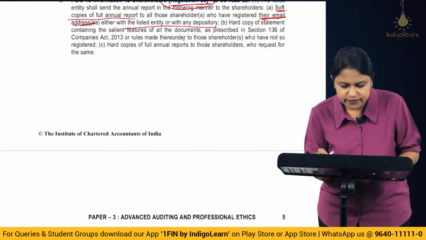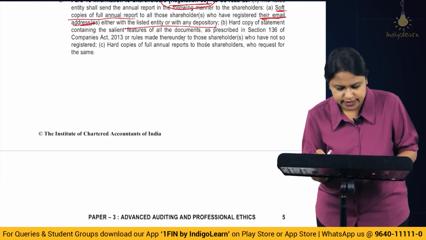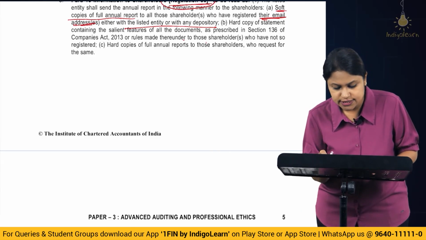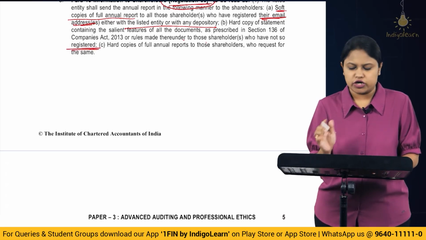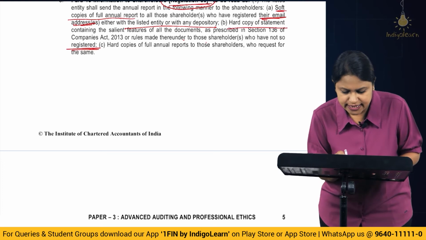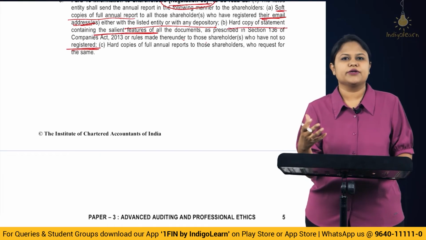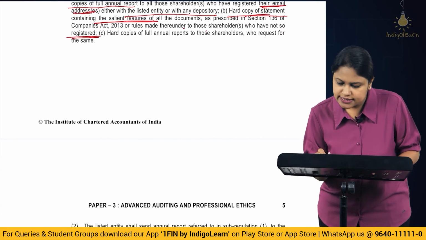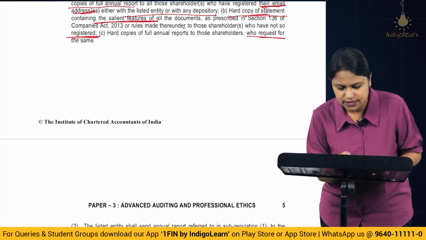Then a hard copy of the statement containing the salient features of all the documents as prescribed in section 136 of the Companies Act 2013 or the rules made thereunder, to those shareholders who have not registered. So for them the full copy will not be given. So those who have not given their email registered with the company or the depository, they will get a hard copy, but only the salient features. Then hard copies of full annual reports to those shareholders who request for the same.